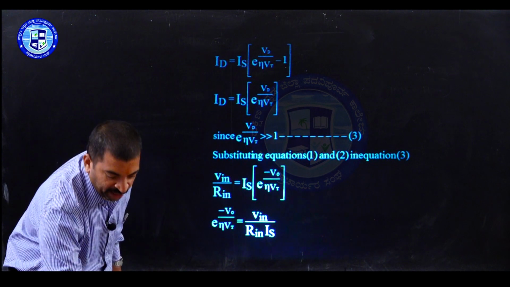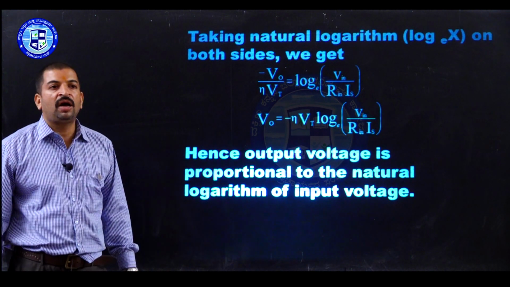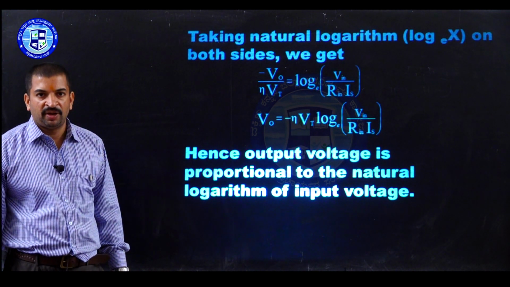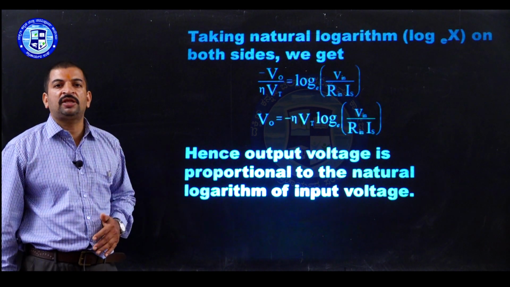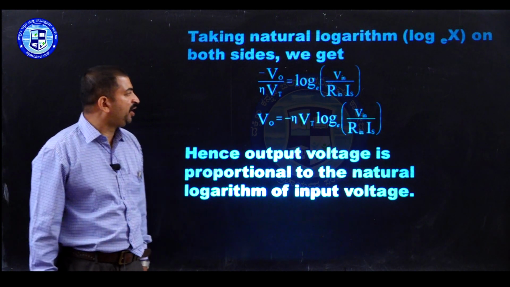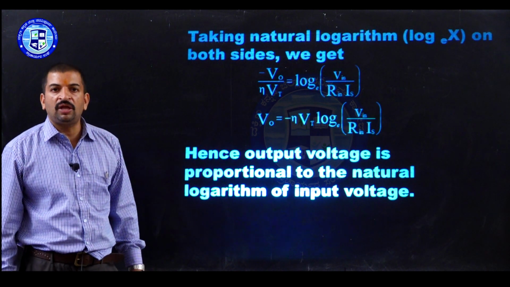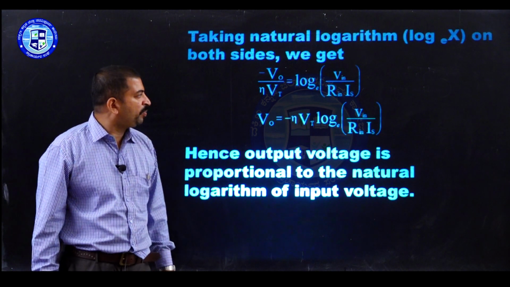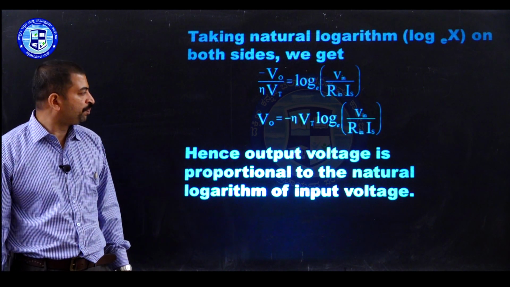We will now take natural logarithm on both sides of the equation. So on taking natural logarithm on both sides, the equation becomes V naught divided by eta Vt is equal to log to the base e of Vin divided by Rin into Is.